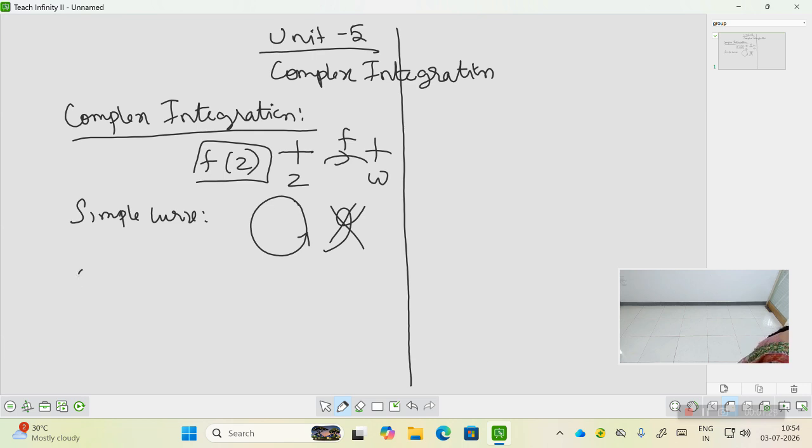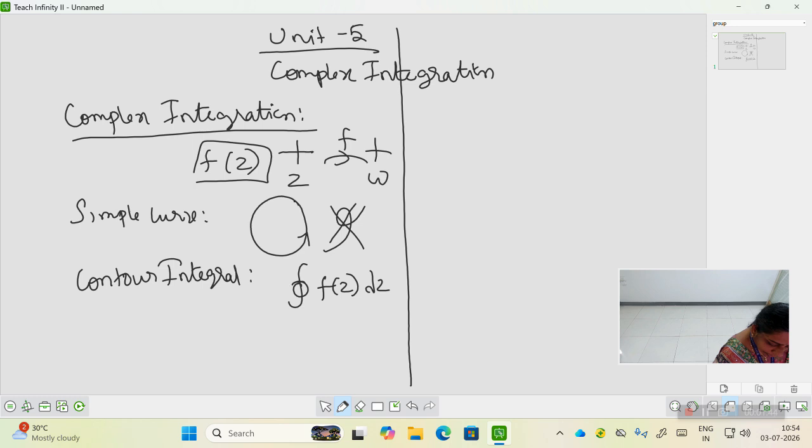Next, the contour integral. A contour integral means an integral along a simple closed curve, the integral of f of z dz. This is closed, so we call this type of integral a contour integral.